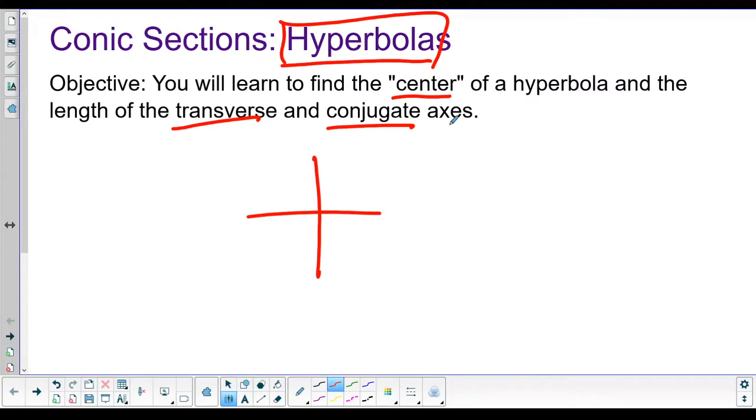Cool? All right, now that you've learned a bunch of words that can impress your parents when they ask you what you're learning, let's go learn about hyperbolas a little bit, shall we?